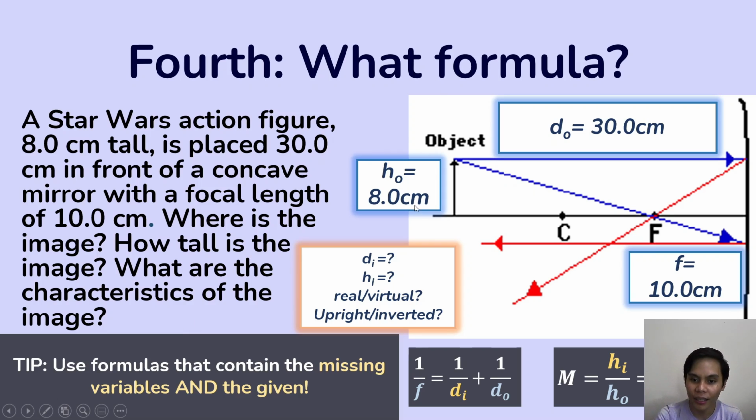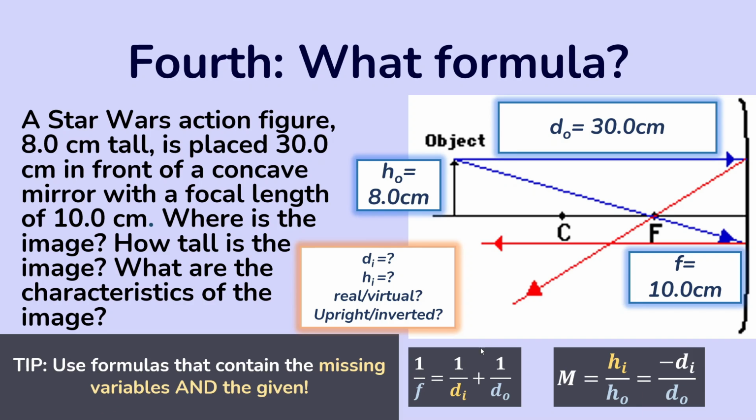So now that we have the given noted down in our ray diagram and we know what's missing, let's list down the different formulas that we have. We have 2 formulas for mirrors. We have the mirror equation and the magnification equation. Now in this case, when we look for the missing variables, I've color-coded it here. So what missing variables do we have? We have DI, we have HI, and we also have to say if they're real, virtual, upright, or inverted. The 2 last questions will be solved by the ray diagram.